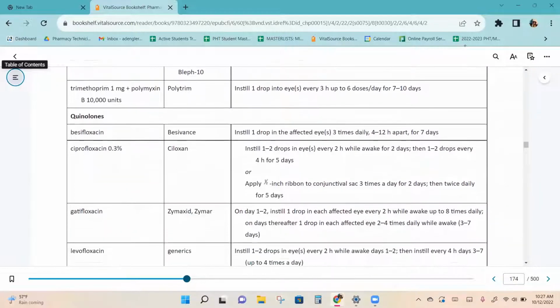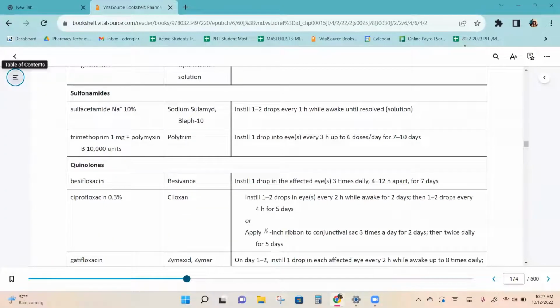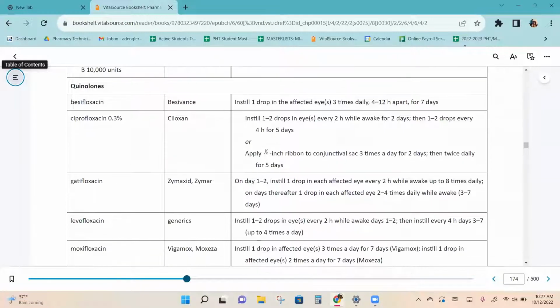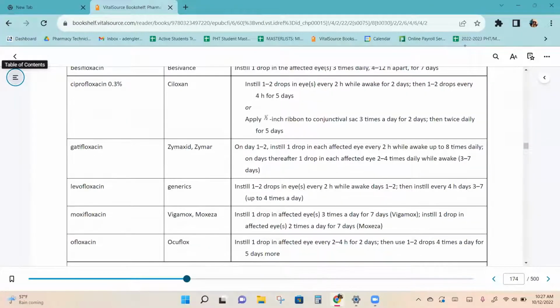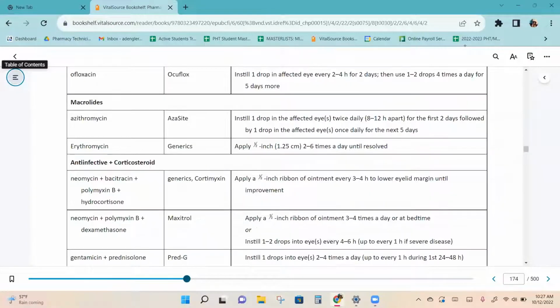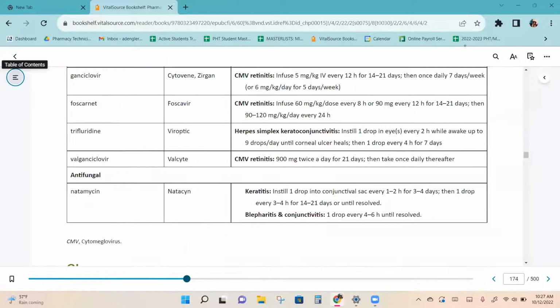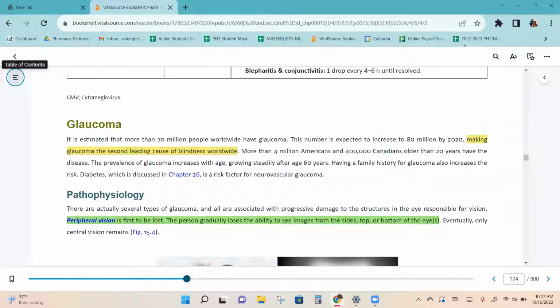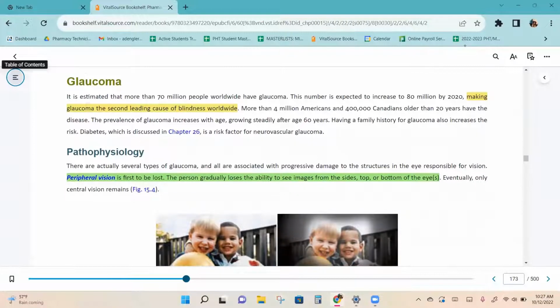So we have all of that. You'll notice that in some of these, it says apply 1/2 inch ribbon. So for that, in the directions, we would put that because the doctor should have explained what they mean by that to the patient. If not, then the pharmacist can definitely point the patient in the right direction with just making a ribbon of it on your eye.